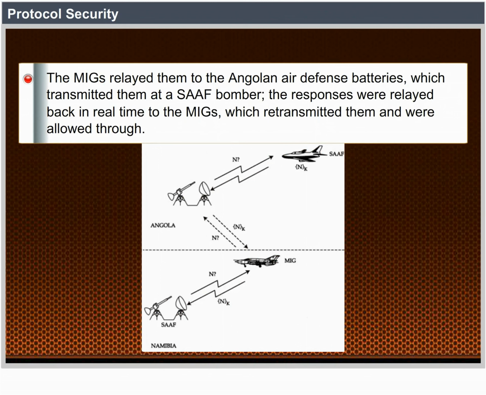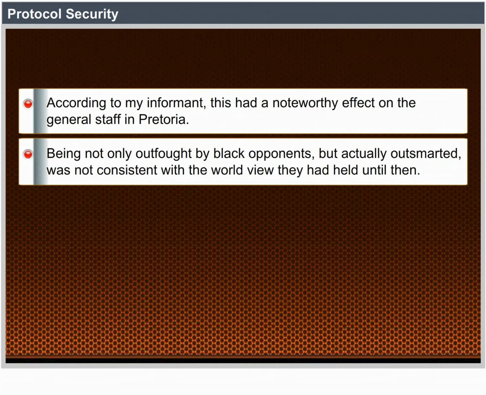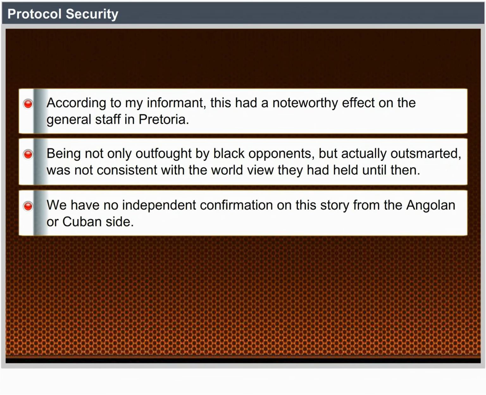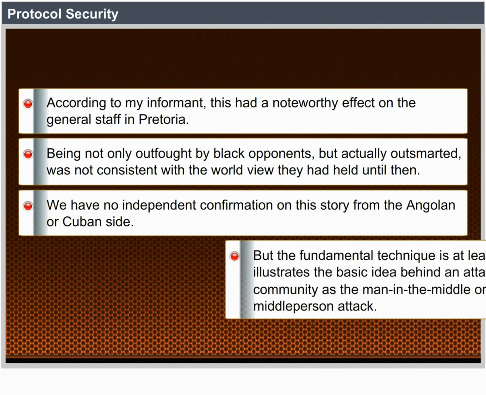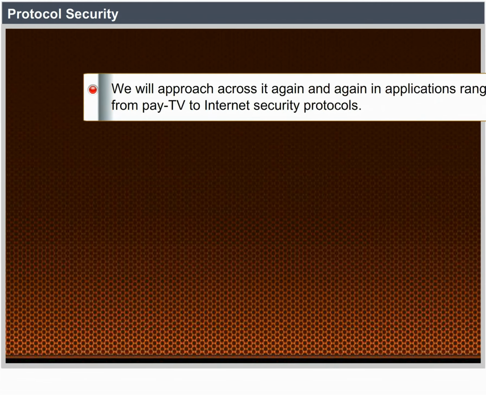According to my informant, this had a significant effect on the general staff in Pretoria. Being not only outfought by black opponents, but actually outsmarted was not consistent with the worldview they had held until then. We have no independent confirmation of this story from the Angolan or Cuban side. But the basic technique is at least as old as World War II and illustrates the basic idea behind an attack known to the cryptographic community as the man-in-the-middle or, more recently, the middle-person attack. We will come across it again and again in applications ranging from pay TV to internet security protocols.